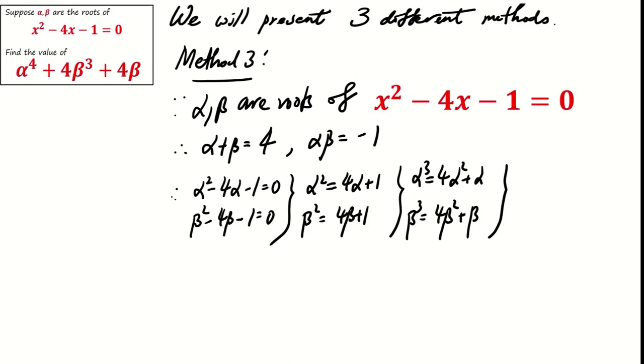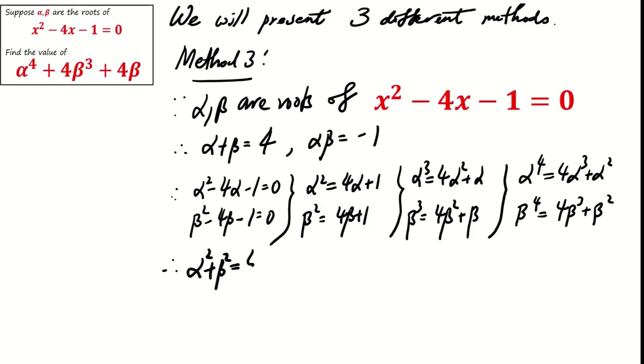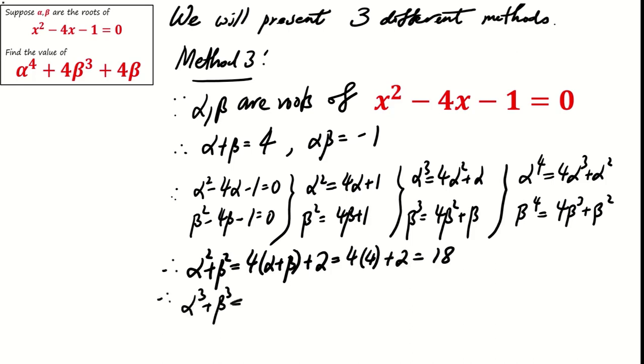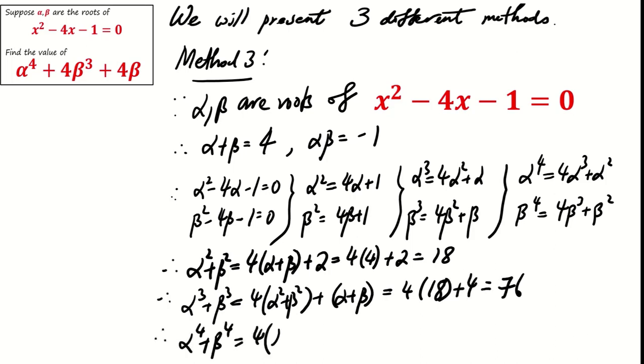Using a similar argument, we obtain the next set of equations, that is alpha to the power of 4 equals 4 alpha cubed plus alpha squared, and also beta to the power of 4 equals 4 beta cubed plus beta squared. By adding alpha squared and beta squared, we know that alpha squared plus beta squared equals 4 (alpha plus beta) plus 2. Since alpha plus beta equals 4, then alpha squared plus beta squared equals 18. Using a similar argument, we obtain the value for alpha cubed plus beta cubed and alpha to the power of 4 plus beta to the power of 4.